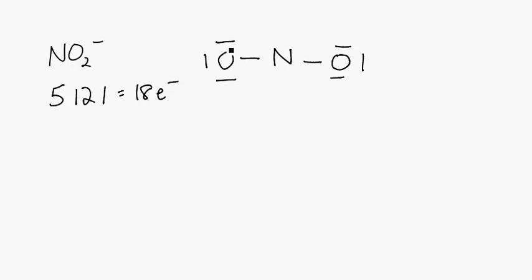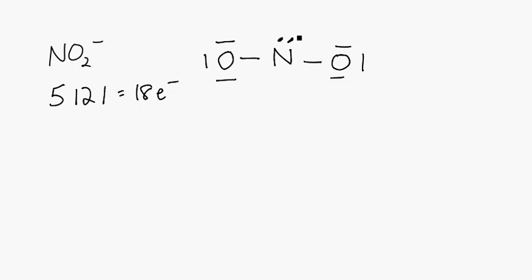Okay, so I've drawn 2, 4, 6, 8, 10, 12, 14, 16 electrons. I have 2 more electrons to draw. Those extra electrons are going to go on the central atom. So there they are. Now we have a problem. Hopefully you recognize that the nitrogen does not have its octet.